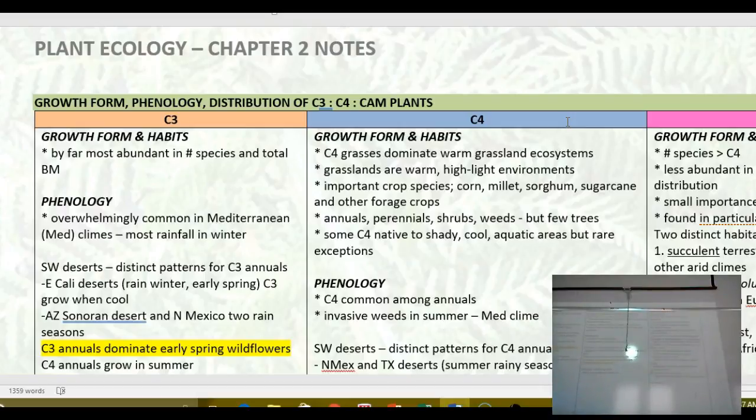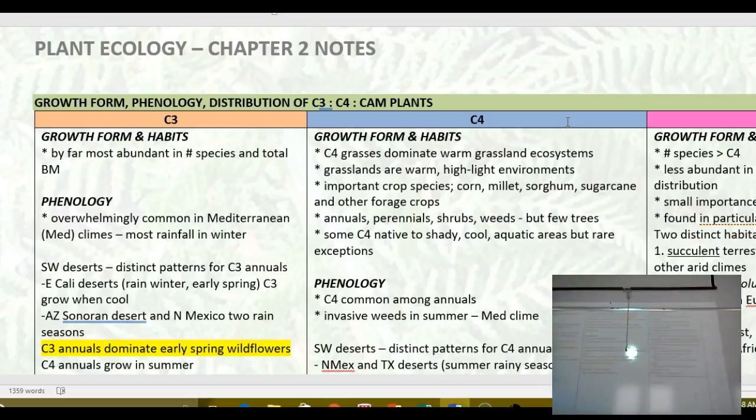Annuals, perennials, shrubs, weeds, but very few species are found within the C4 category. Some C4s are native to shady, cool, aquatic areas, but there are rare instances of that. Okay, so compared to CAM, more species, less abundant in biomass, worldwide distribution, small importance in most ecosystems, found in particular habitats. Two distinct habitats, we see succulents and we see epiphytes.